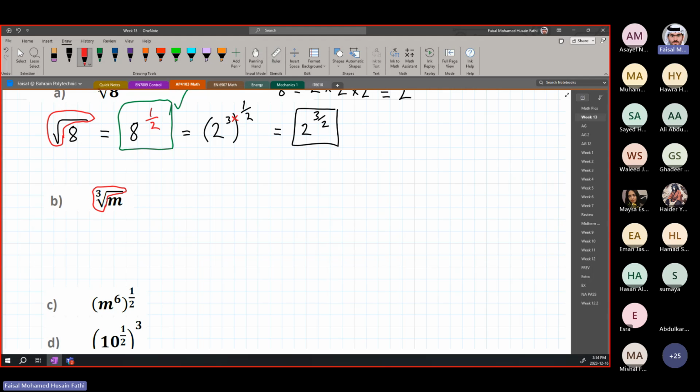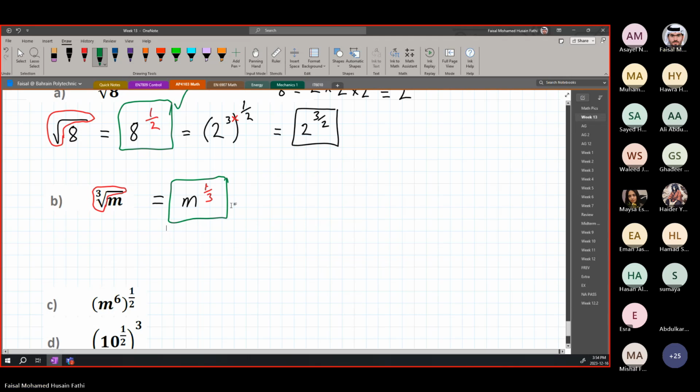What is cube root equal to? What is the answer here? It is going to be m to the power of 1 over 3. Exactly. And that's it. This is your final answer. Done. See how simple it is? Even if you have a lot of numbers next to each other, you just have to understand the basic concept and you will be able to solve.